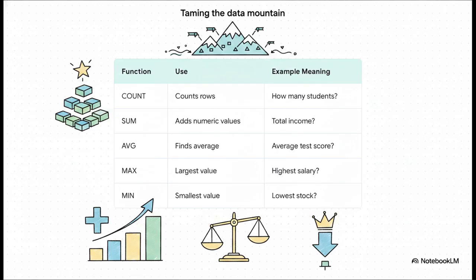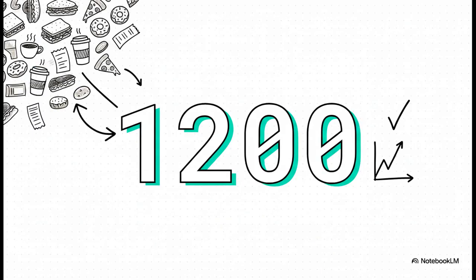One quick note here, count usually uses an asterisk to count total rows, while the other 4 are applied directly to specific numeric fields. The result of a well-written aggregate query is just so satisfying. Think about tracking thousands of individual food sales. A sandwich here, a coffee there, day in and day out. With one simple function, all that noise completely collapses into one clean total, 1,200. That single number tells a manager everything they need to know, without ever having to look at a single receipt.